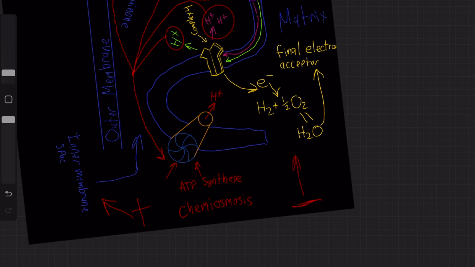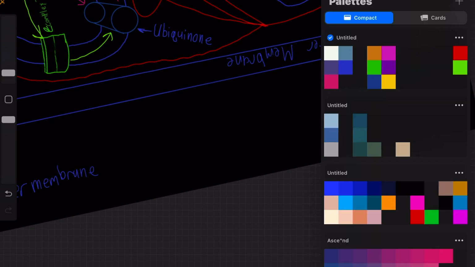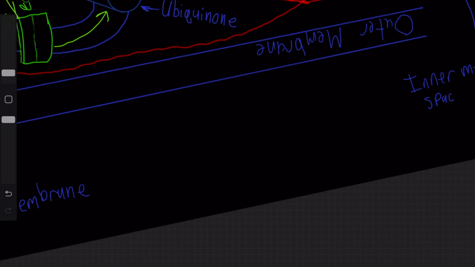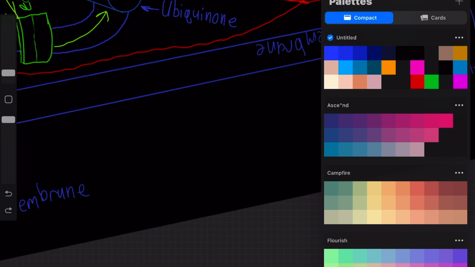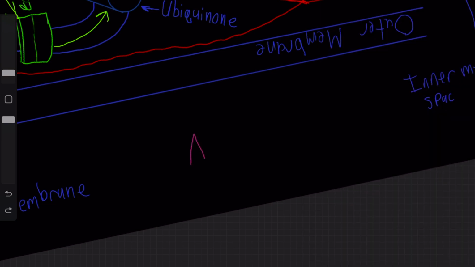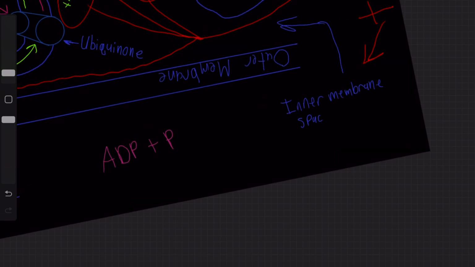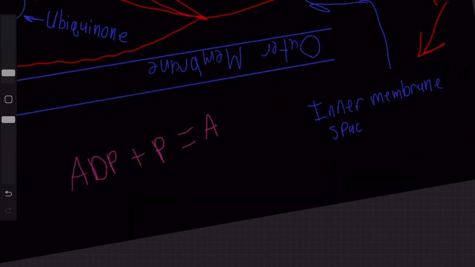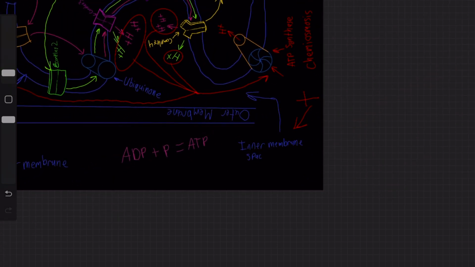And ATP synthase will take a phosphate and an ADP and combine them. So the equation for that would be ADP plus a phosphate, which is P, equals ATP.